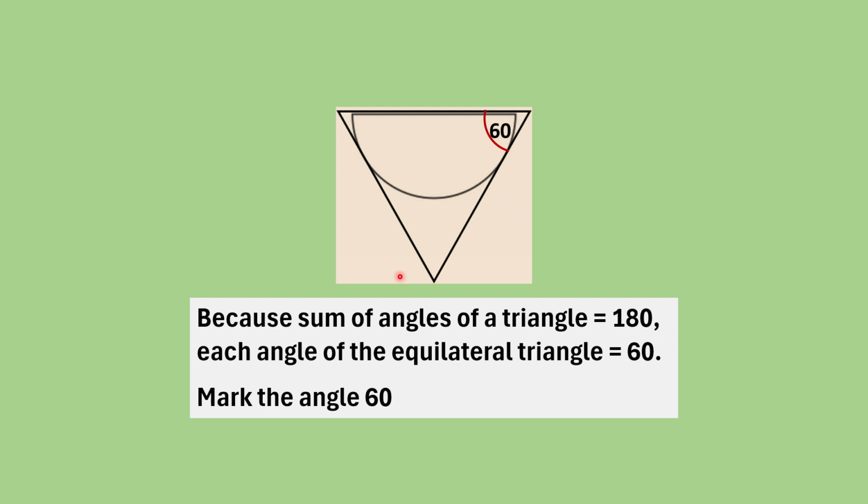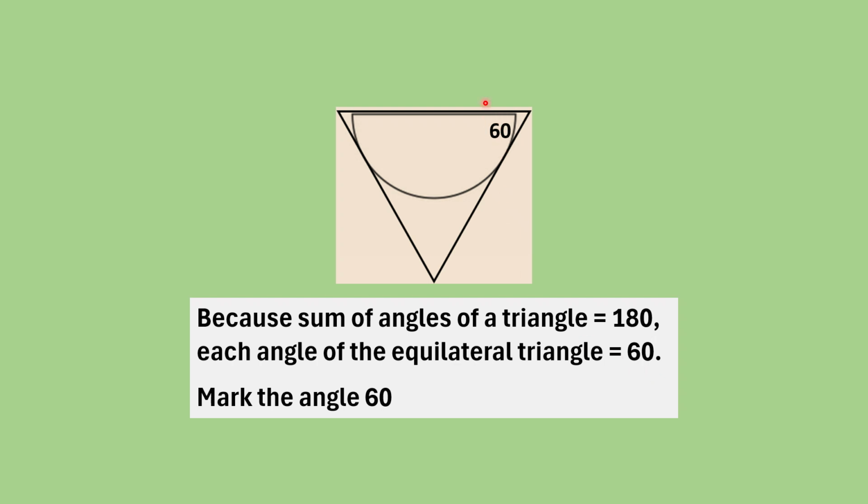Now the sum of the angles of a triangle is 180. Any triangle, the sum of the three angles will be 180. Now because this is an equilateral triangle, all the sides are equal, all the angles are equal. So the sum of three equal angles being 180, each angle should be 60. Because this is an equilateral triangle, each angle must be 60.